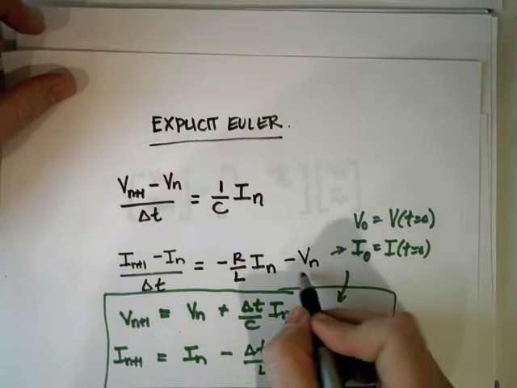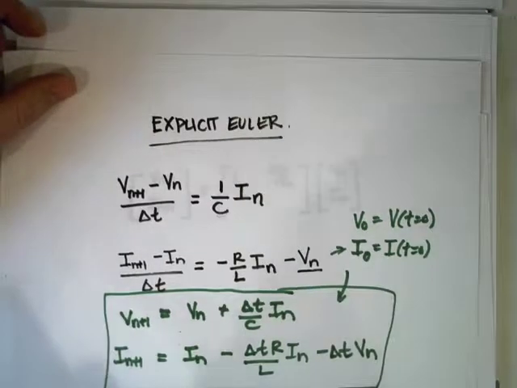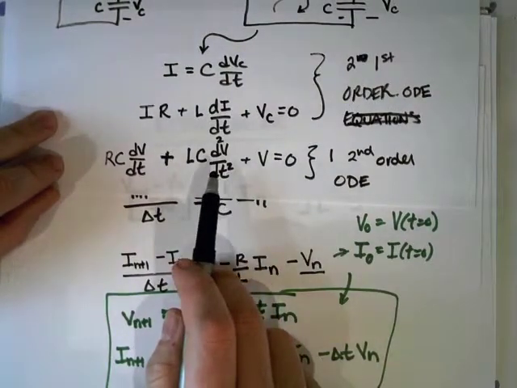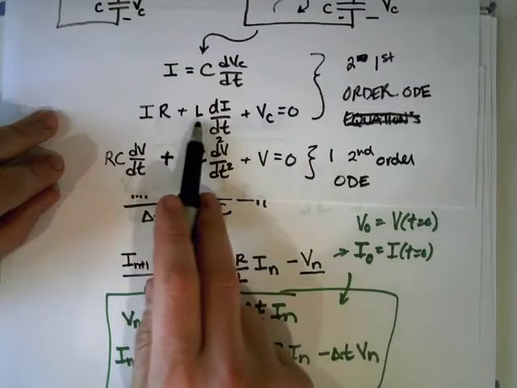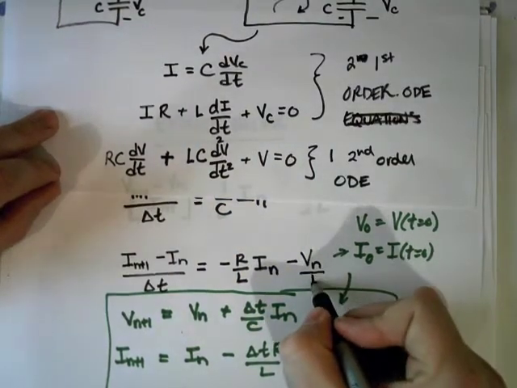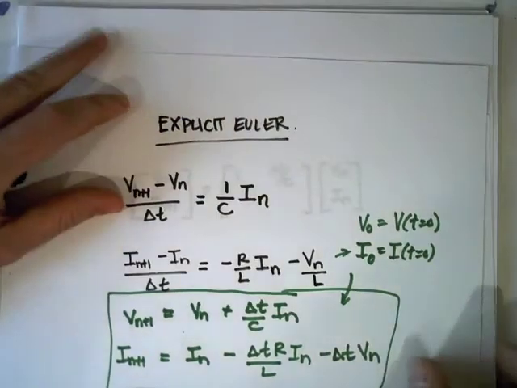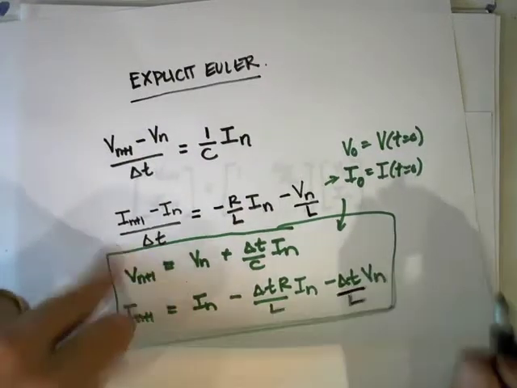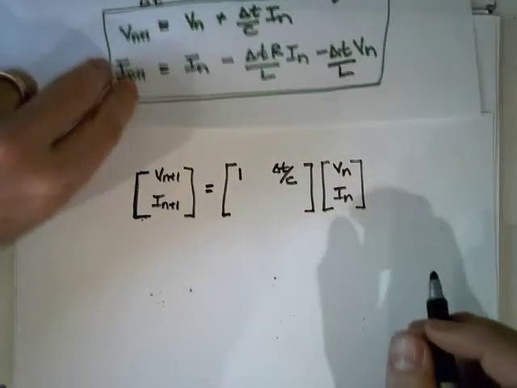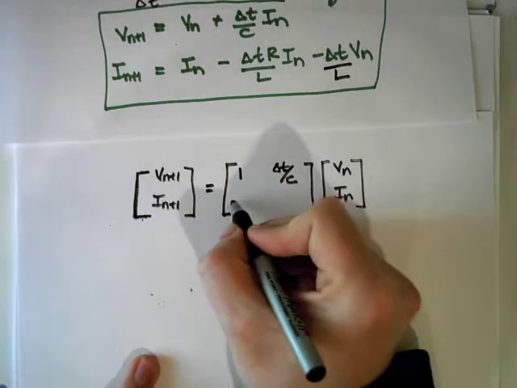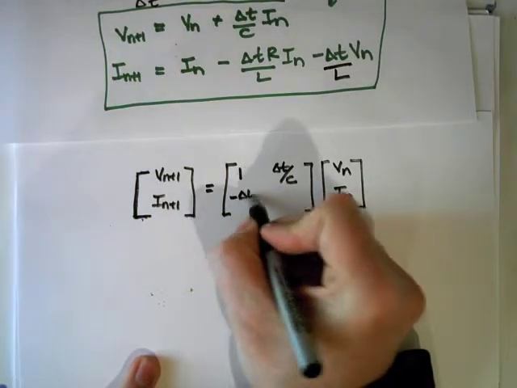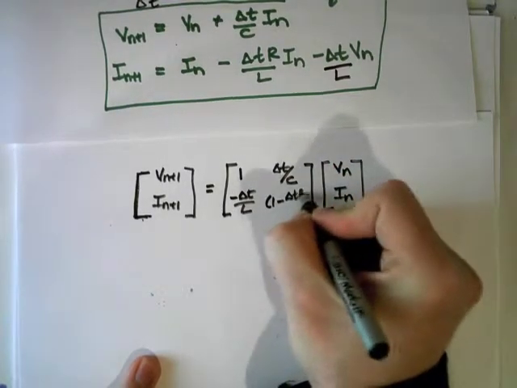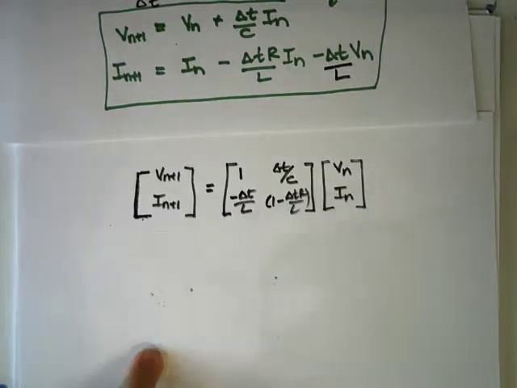Apologize. When I brought this over, I divided both sides by L. I got my L there, but I didn't get my L here. So it's there, there, and so now when I write my equation, this is negative delta t over L, and then the I sub n is 1 minus delta t R over L.